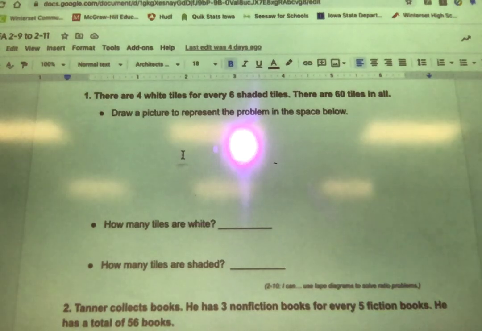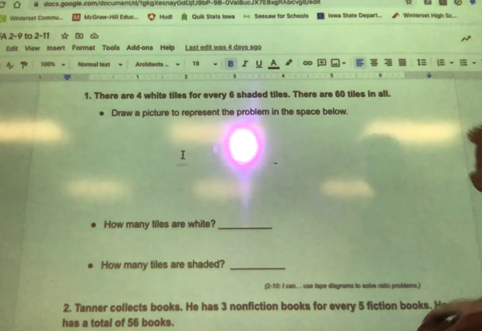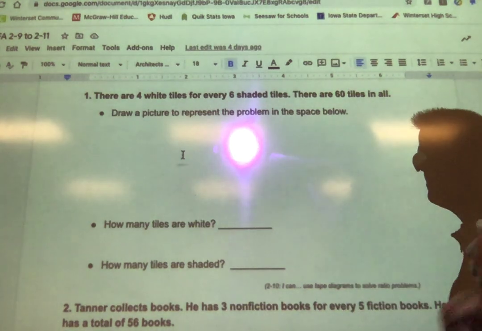Right, this is the answer key we're going to go through here for CFA from 2.9 to 2.11, mostly dealing with ratios. Okay, so number one, there are 4 white tiles for every 6 shaded tiles. There are 60 tiles in all, and we're supposed to try and draw a picture to represent this. I could keep drawing a 4 to 6 ratio of tiles over and over until I got to 60 tiles, but that would take quite a while, so that's why we deal with tape diagrams a lot to deal with ratios.